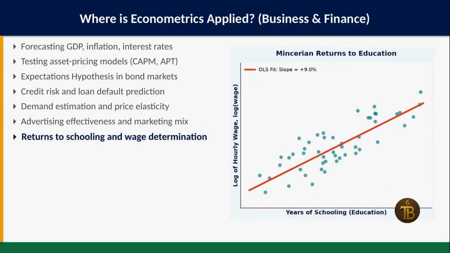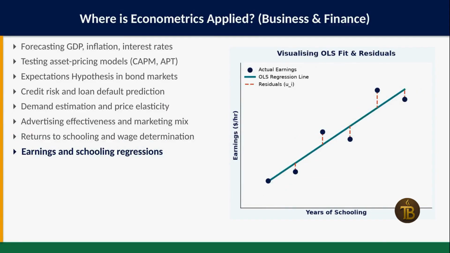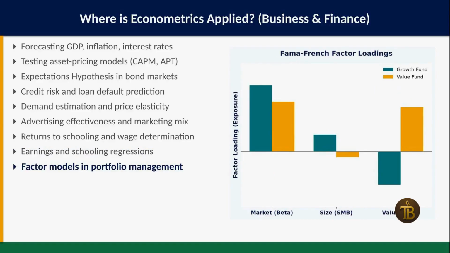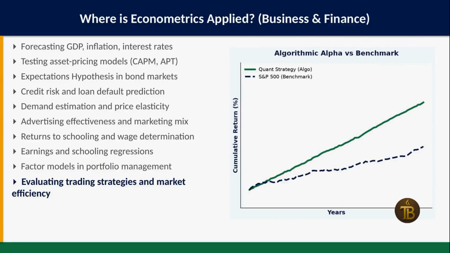It's used to estimate the returns to schooling and how wages are determined. It underlies earnings and schooling regressions, which we'll actually work through ourselves shortly. It's used to build factor models for portfolio management. And it's used to evaluate trading strategies and test market efficiency. As you can see, this toolkit shows up everywhere economic and financial decisions are made.